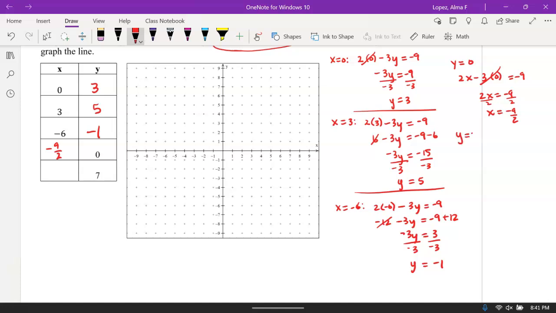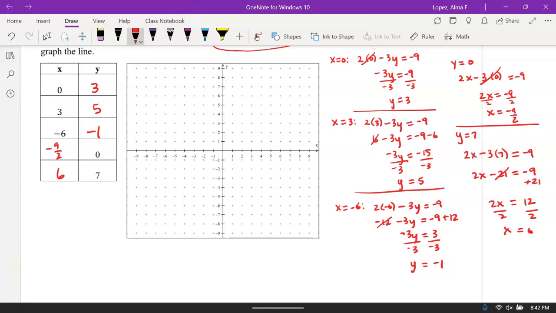I'm going to plug in a y of 7. 2x minus 3 times 7 equals -9. That's 2x minus 21 equals -9. I'm going to move the 21 over to the other side, so I end up with, see, I don't know why I put that line in there. I get 2x equals, that's 12. After dividing both sides by 2, we're going to end up with an x of 6.